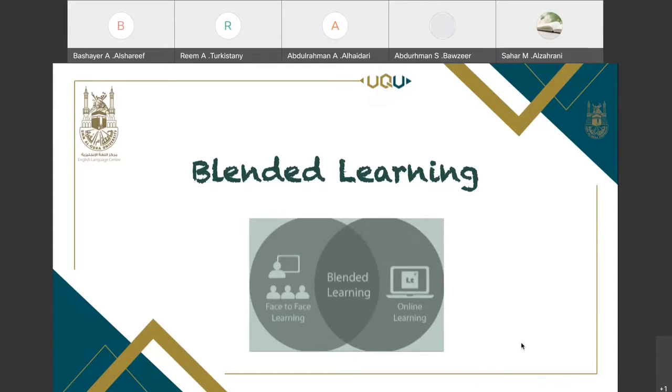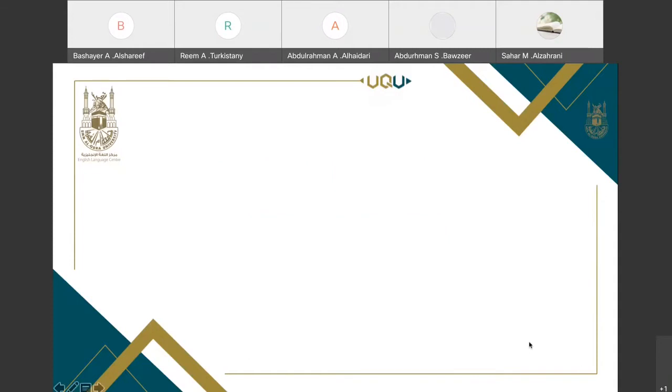And the thing we want to focus on today is taking something from both sides. I can use the benefits of face-to-face learning, and I can use also online learning, which is blended learning. Now, blended learning is an area, and there are many approaches under blended learning. One of them, which I'm going to present today, is the flipped classroom, which I personally used last year, and I found it very effective with my students.